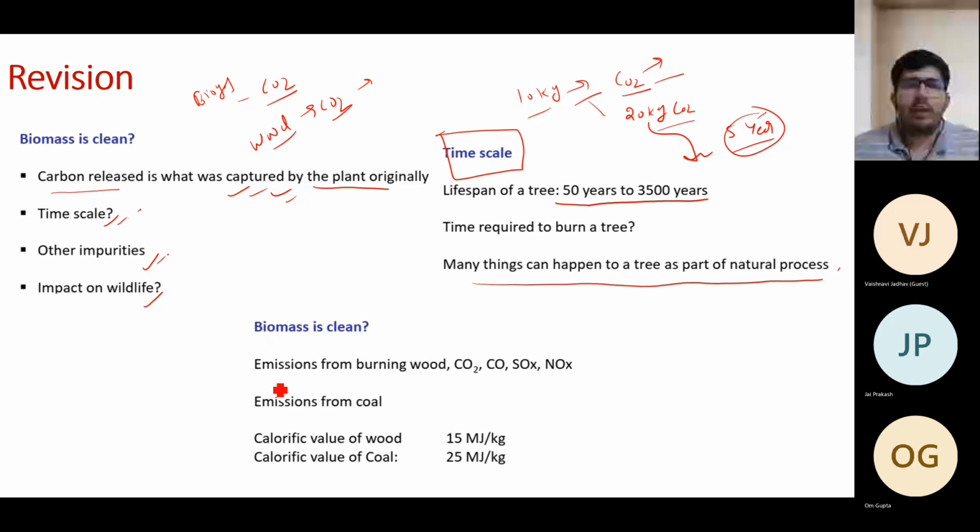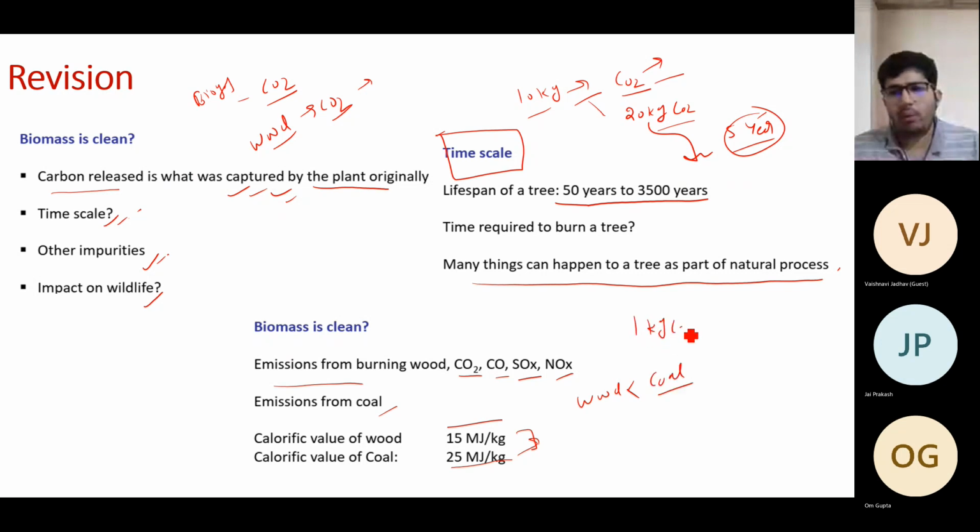We are also getting emissions from burning wood like CO2, CO, sulfur oxides, nitrous oxides. We are also getting emissions from coal, and you can see the calorific value of wood is 15 megajoule per kg and coal is 25 megajoule per kg. So you can see the difference. Wood has less calorific value than coal. So if you want to replace 1 kg of coal, then maybe you will require 1.5 kg of wood. So you require more wood, and we are generating the emissions.